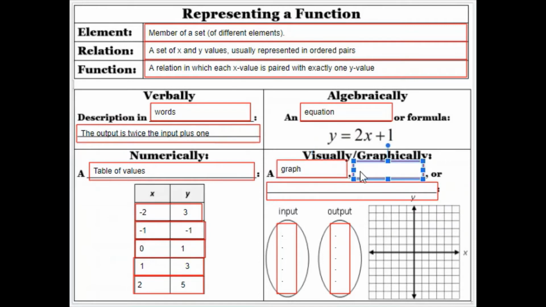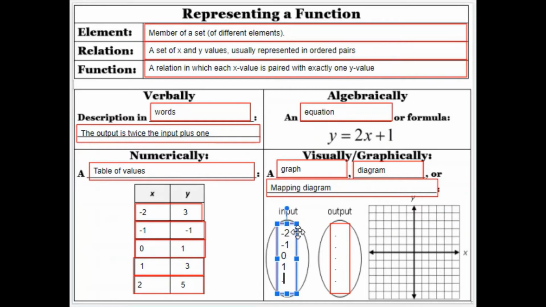or a diagram or a mapping diagram. So let's start with the mapping diagram. So in a mapping diagram, you put all your inputs, your x values into one circle, and all your y values, your outputs, into the second circle. Really important, you cannot repeat a number in a mapping diagram. You only use a number once. So I'm going to type in the numbers. I have these little dots here. That's kind of just to space it out. You can delete them or leave them. So we got -2, -1, 0, 1, and 2. So those are all my inputs. Again, notice none of them are the same.